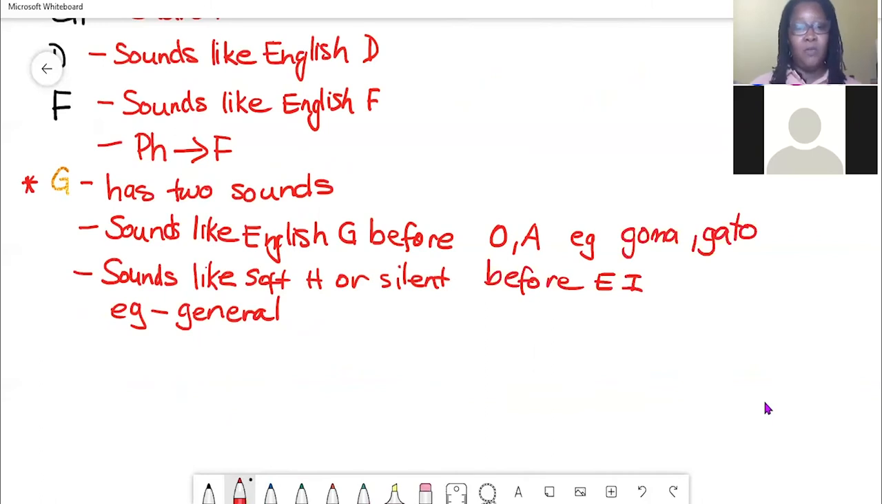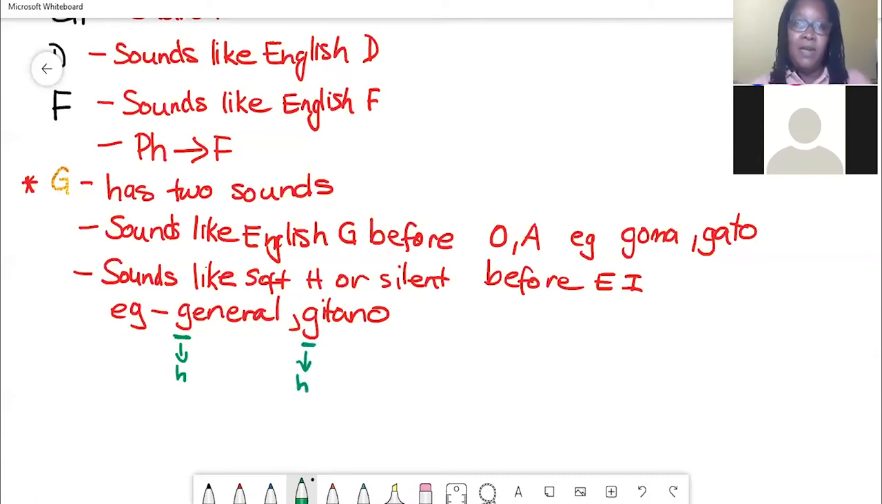You want to look at another one. When you see this word, you're going to be tempted to say gitano. It's actually gitano. So let me just put the notation there for you, that it has an H sound right there.